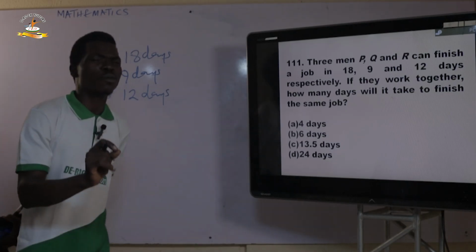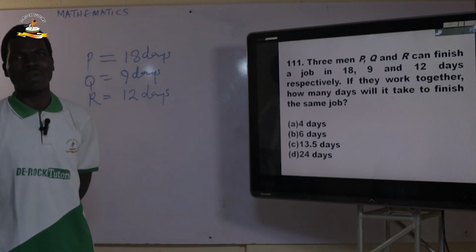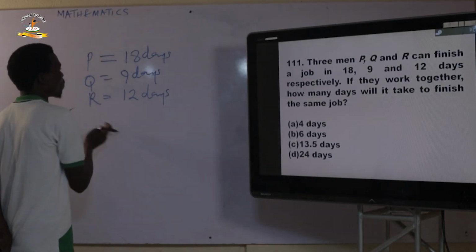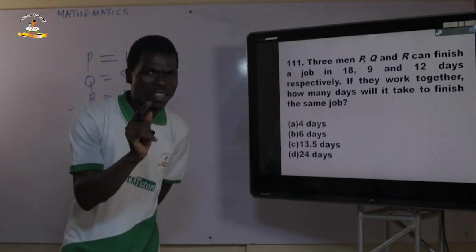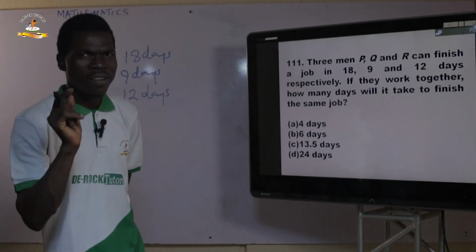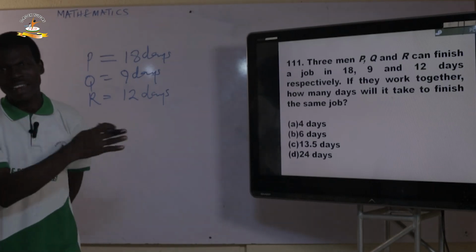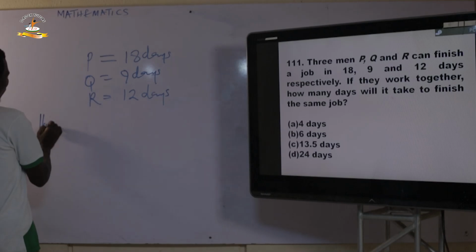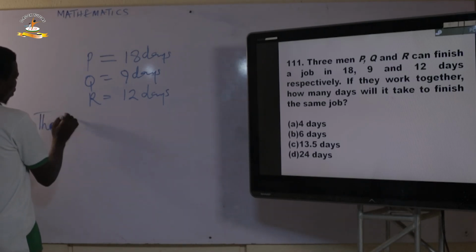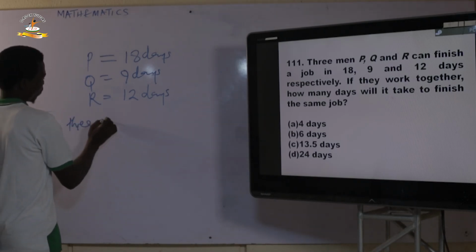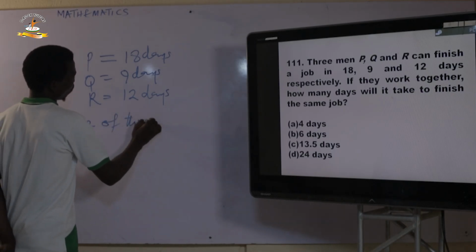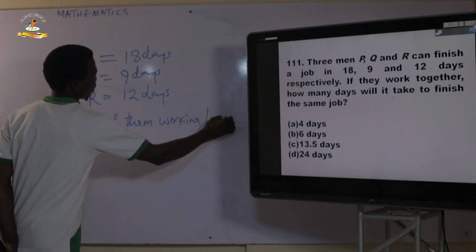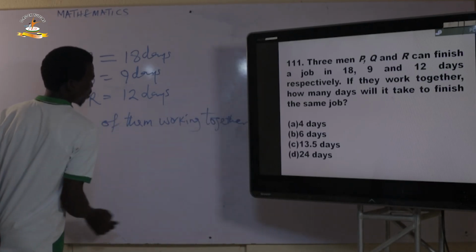So there is a simple formula, a very simple one, when you are dealing with a problem in this way. If the three of them have to work together, then you take the inverse of the individual work days, add it together, and it will give you what the result should be. So I will say for the three of them working together, let's see how many days it will take them.